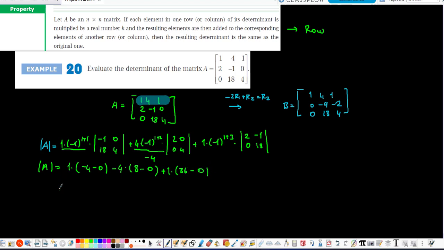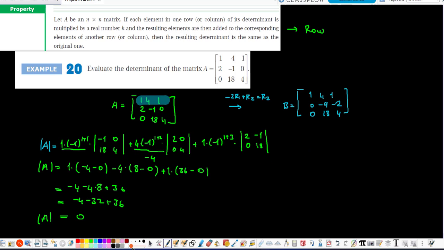Here, it's going to be equal to minus 4, and 1 times minus 4 is equal to minus 4. Minus 4 times 8, this is 1 times 36, 36 it's going to be, which is equal to minus 4 minus 32 plus 36, which is equal to 0. This is the determinant of A.